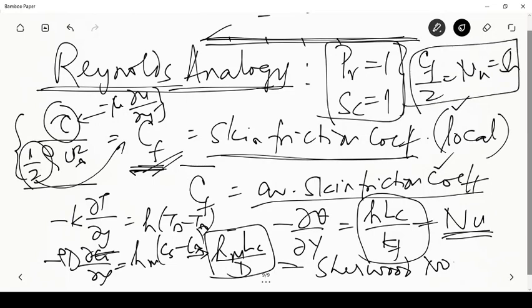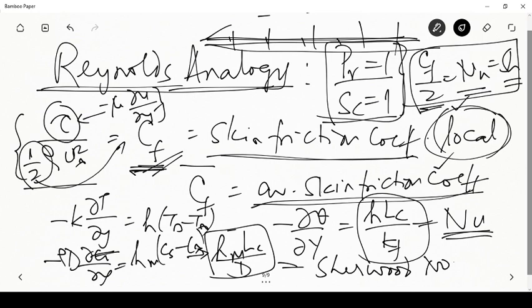So the Reynolds analogy basically says when Prandtl number is equal to 1 and Schmidt number is equal to 1, then the non-dimensional velocity gradient at the surface represented by Cf by 2 would be equal to Nu and would be equal to Sh. And for Nusselt number and Sherwood number also, we should be able to define a local value because the h varies with x and hm varies with x, and we can also define an average value by integrating the total heat transfer or the total mass transfer over the entire plate.